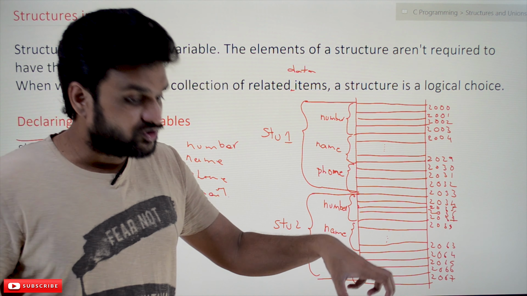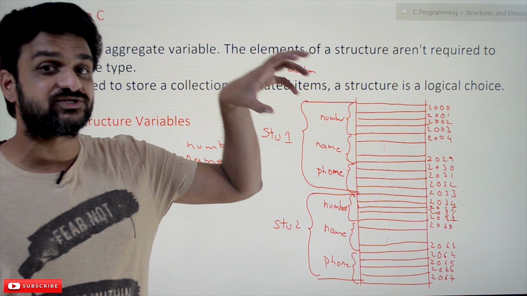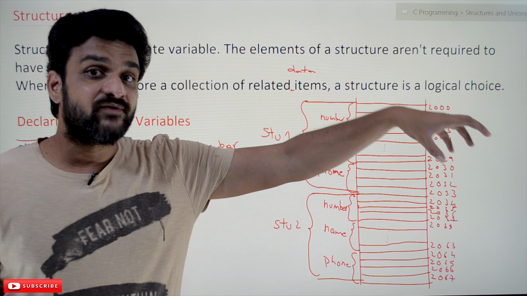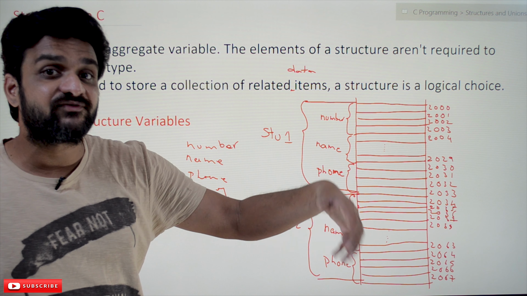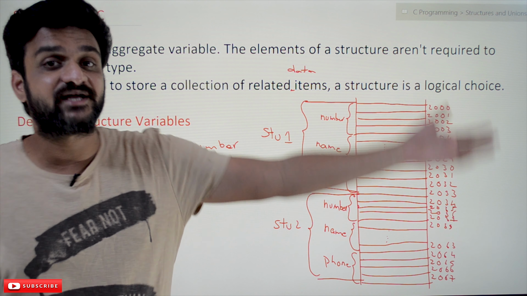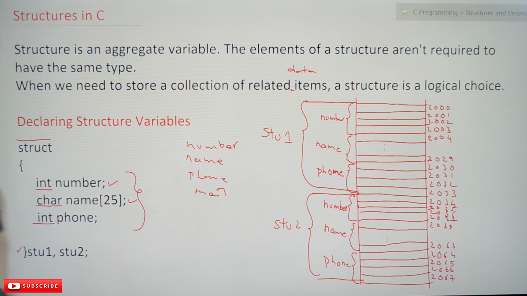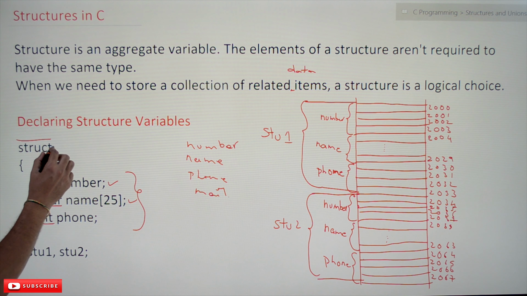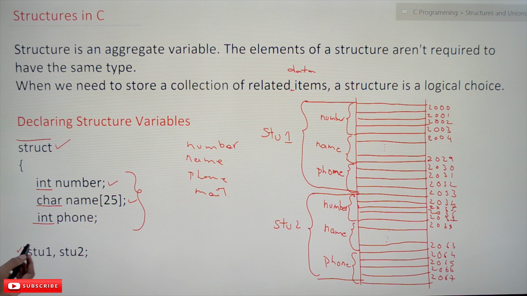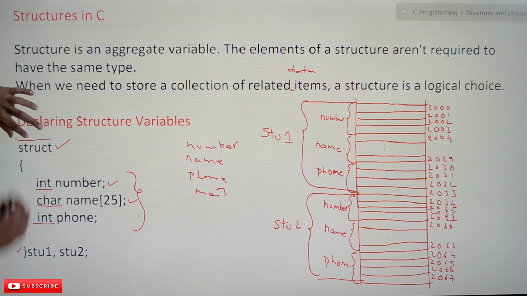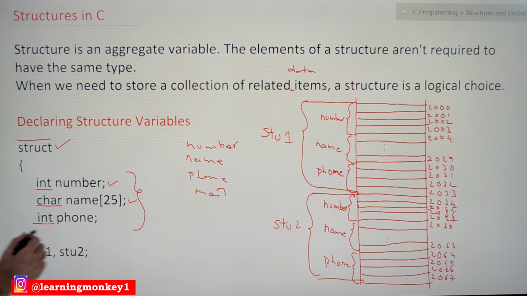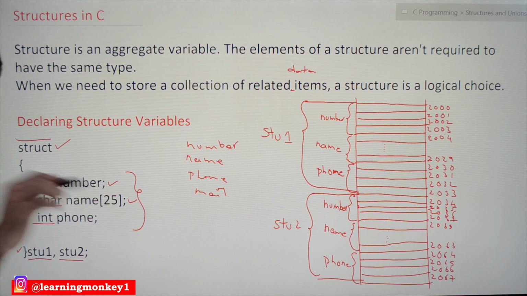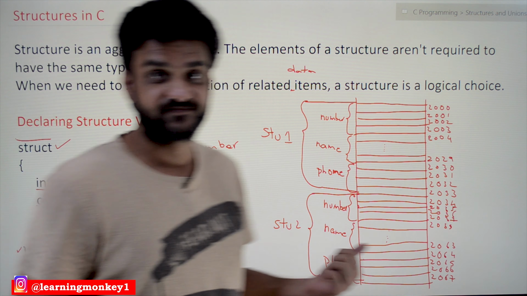So structure is also an aggregate value. It can store more than one value, and each and every value can be of different data types. That is what a structure means. And how to declare a structure: struct is the keyword that we have to use to mention to the compiler that this is a structure, and these stu1, stu2 are the variables of this structure.